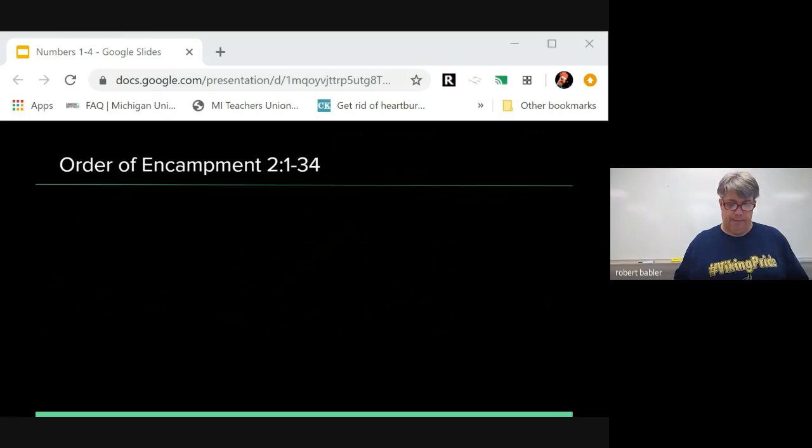Then it says the tent of meeting, that's the tabernacle, is to move out with the Levites' camp, which is in the middle of the camps. They're to move out just as they camp, each in his place with their banners. And that was verse 17.